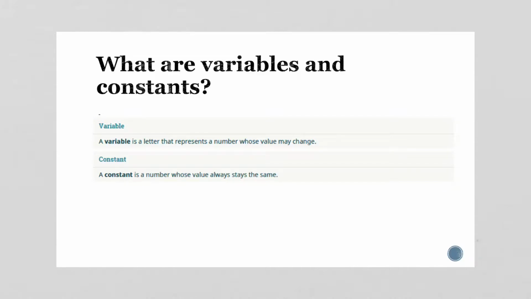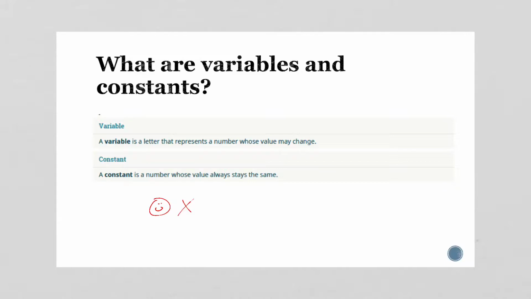So a variable is a letter that represents a number whose value may change. So we're talking X, Y, Z. And honestly, we just use variables because it takes extra time to draw happy faces. So X is just much quicker to write. But if we wanted to use a happy face, we could. It just stands for something that we don't know.